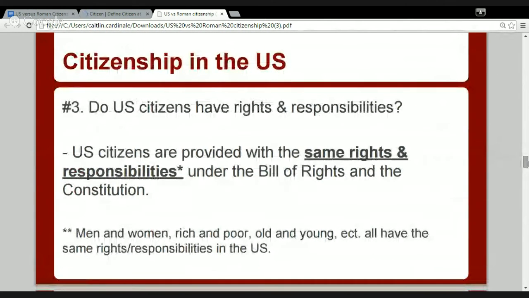Do U.S. citizens have rights and responsibilities? Well, if you've heard anything about the Bill of Rights or the Constitution, you know that, yes, U.S. citizens have rights which they receive from the government, as well as responsibilities, which is kind of like our payment back to the government. What's important to note is that all U.S. citizens have the same rights and responsibilities. Again, whether you're native or naturalized, whether you're rich or poor, young or old, man or woman, you have the same rights.